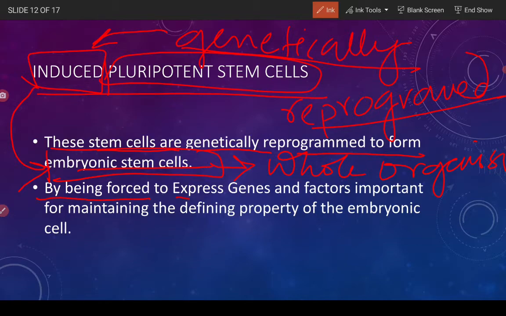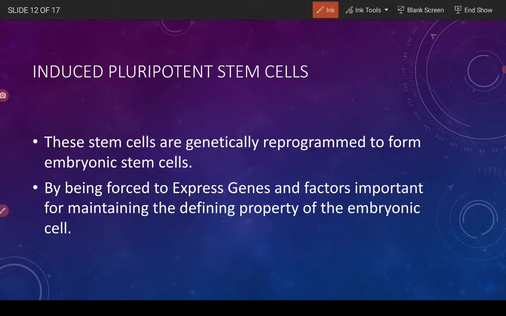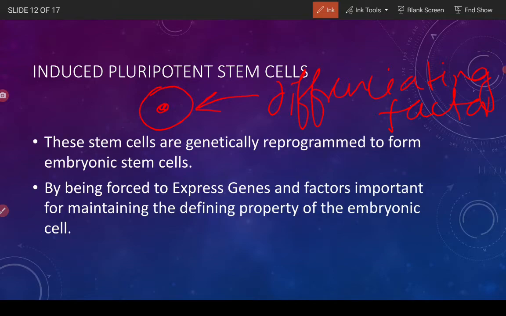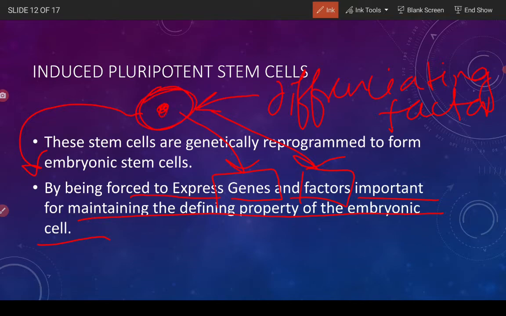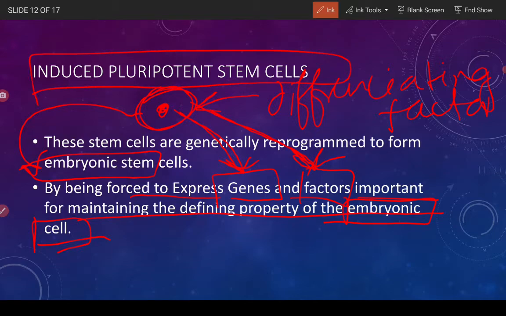How is it done? It is done by forcing cells to express genes and factors important for maintaining and defining the property of the embryonic cell. So what happens is that we take some somatic cells and we give them some differentiating factors that induce the cell to form an embryonic stem cell. By forcing it to express genes and factors, it starts to express genes and factors that are important for maintaining the defining property of the embryonic cell. So this cell that was earlier a somatic cell now starts to express genes and factors that are expressed by the embryonic stem cell, right? So this somatic cell is now turned into an embryonic stem cell. So these are the induced pluripotent stem cells.